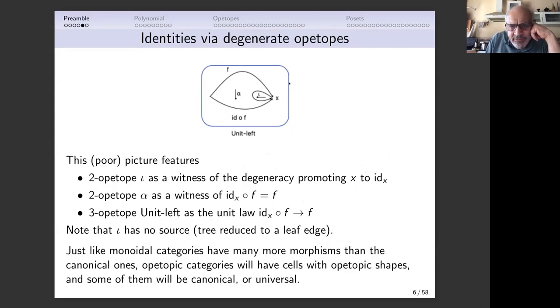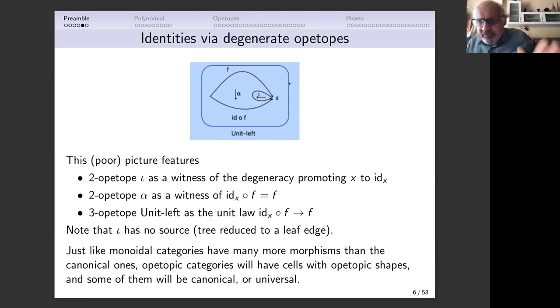The identity is going to be a one cell from X to X, like this. And the witness of identity is going to be a two cell called iota. So there is a witness for identity, just like there was a witness for the composition of two cells, because unbiased composition starts also with zero. So if you compose zero arrows, then you have the identity. Okay, so you have this.